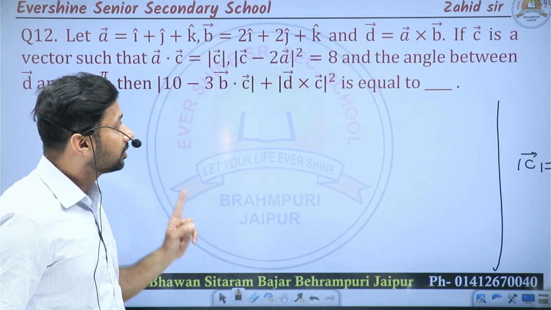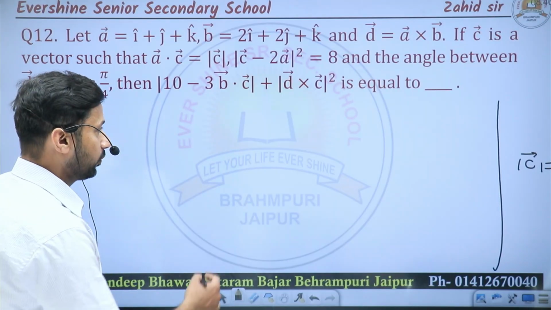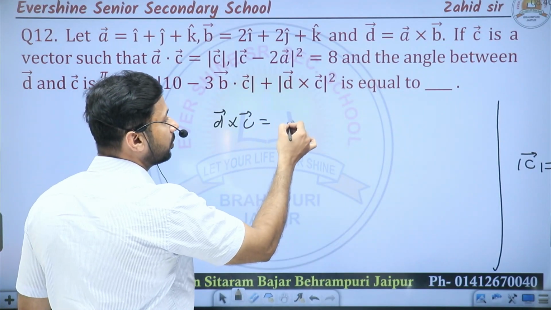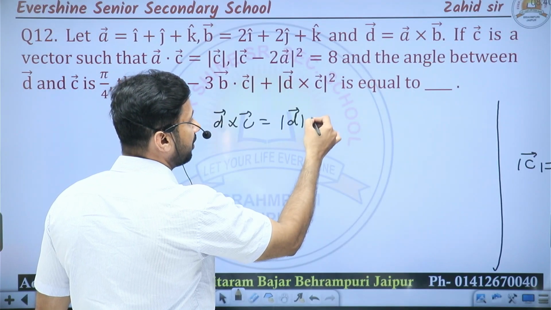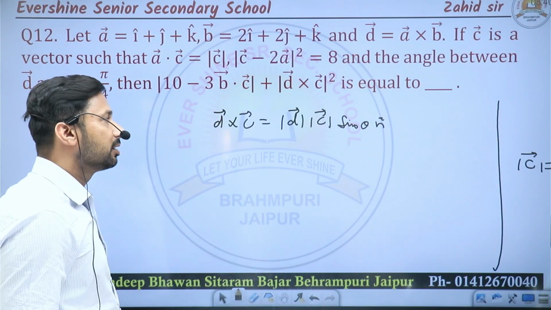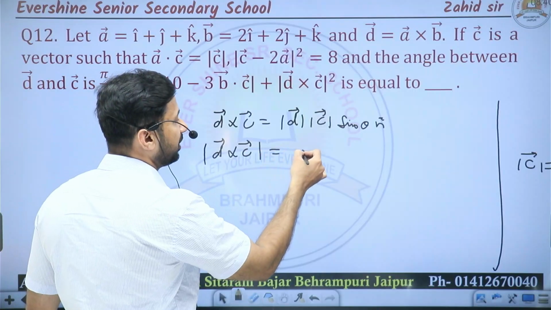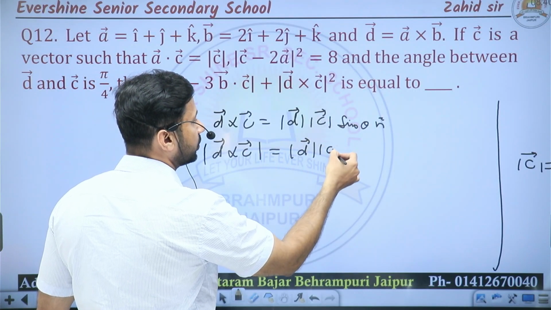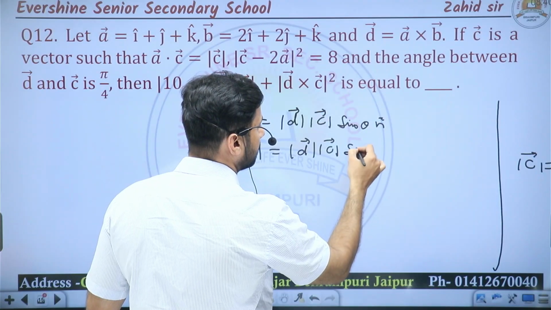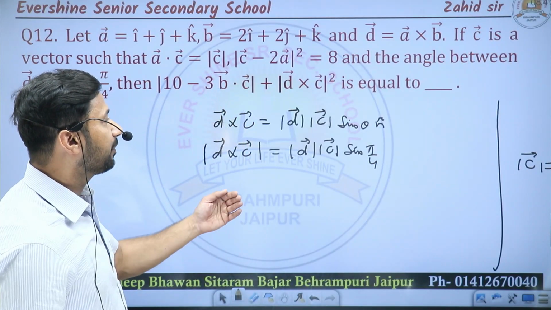Now beta, see what we have to do next. Angle between D and C is given as pi by 4. So as we know, D cross C will be equal to magnitude of D, magnitude of C, sine theta and n cap. If I find the magnitude of D cross C, this will be magnitude of D, magnitude of C, and sine pi by 4, and n cap will be 1 because it is a unit vector. Now I can put the values here.